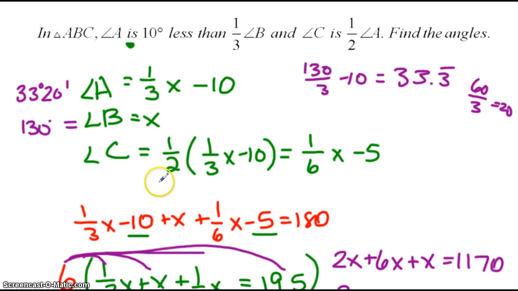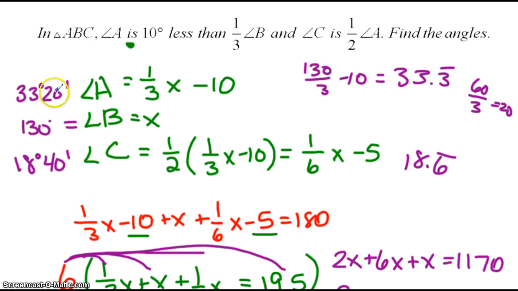Okay? So for angle C, if we did 1/6 x minus 5, well, if I do 130 divided by 6 minus 5, I get 18.6 repeating. Well, that's 2/3 of an hour, and 2/3 of an hour is 40 minutes. So this becomes 18 degrees, 40 minutes.